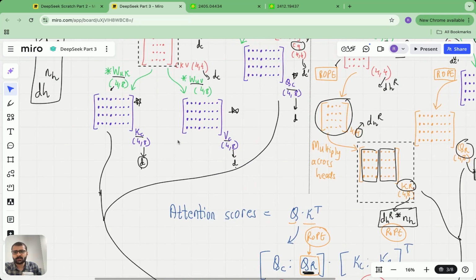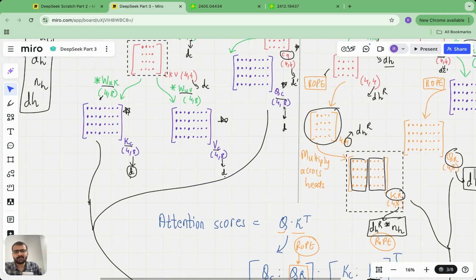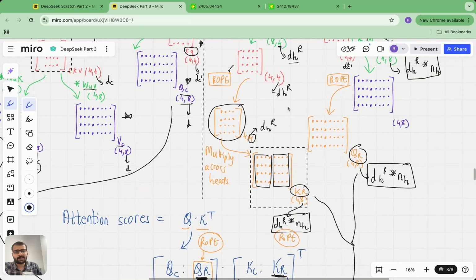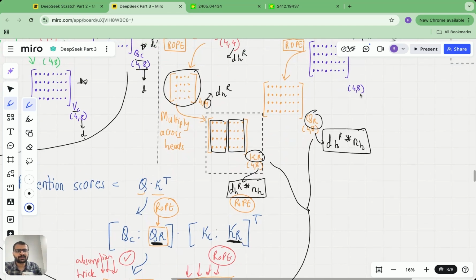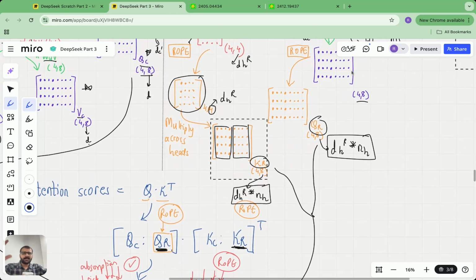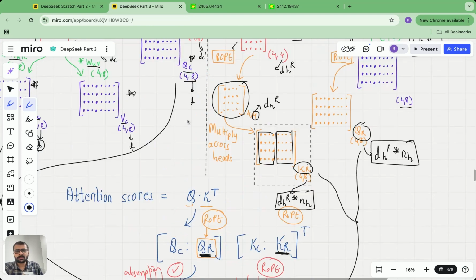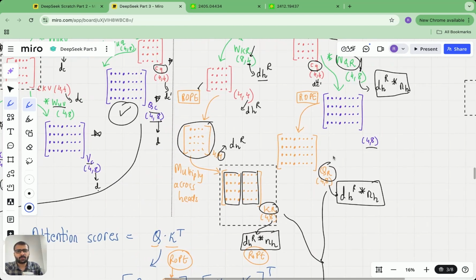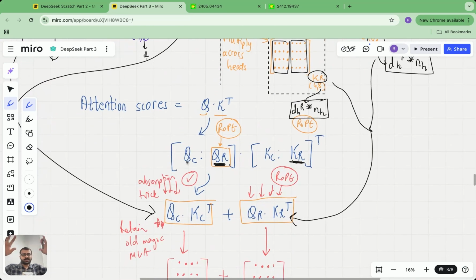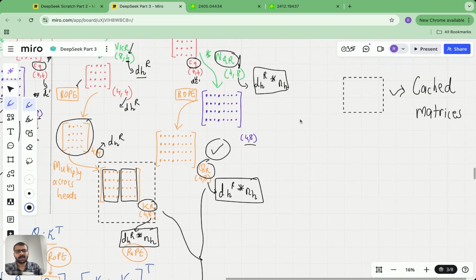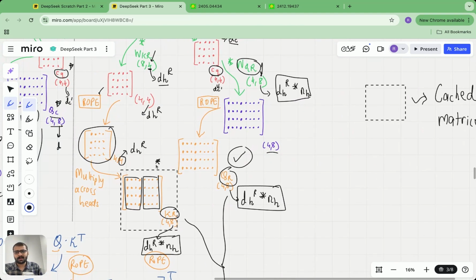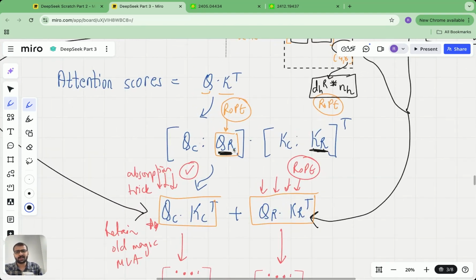And to get the queries, I have my QC matrix, which is the 4 by 8 matrix, correct? And I have my QR matrix, which is also a 4 by 8 matrix. So I'm going to concatenate these two matrices together, QC and QR, to give me my full queries matrix. And similarly, I'm going to concatenate KC and KR to give me my full keys matrix.